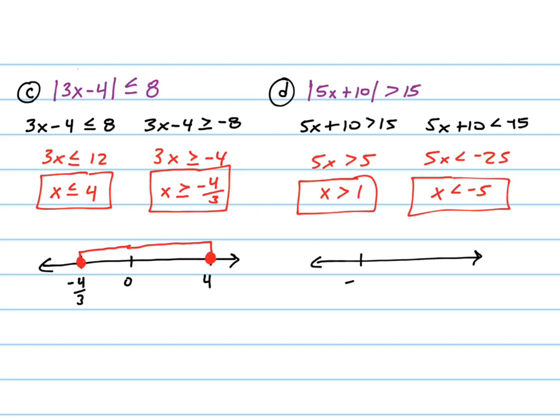So we've got negative 5, 0, 1. So at negative 5, we've got an open circle going to the left. At 1, we've got an open circle going to the right.